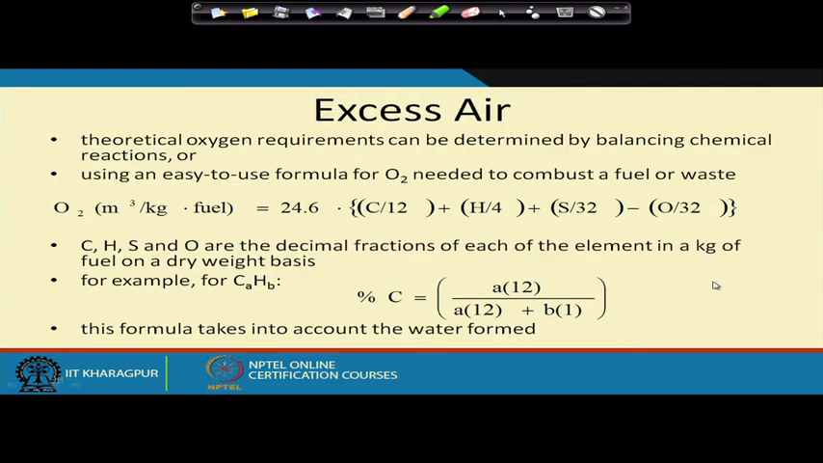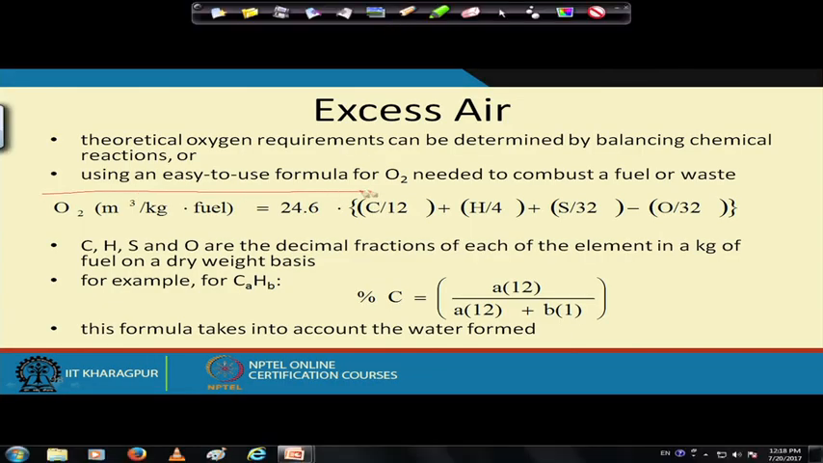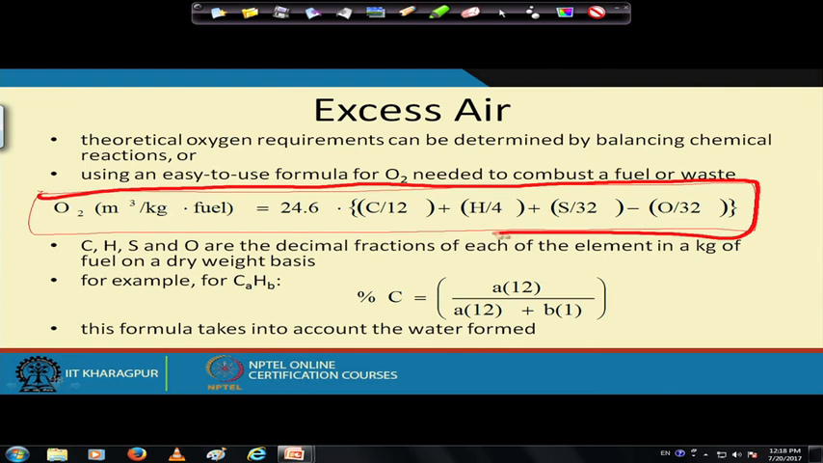So we can do this excess air calculation. The theoretical oxygen requirement can be determined by balancing the chemical equation. So if you know the chemical equation, you can just balance it. If you take any chemical formula for the volatile solids, and you know the carbon, hydrogen, sulfur, oxygen, you can also use this relationship which has been developed using stoichiometric calculation. You can do it from basics, as I showed you a few slides back, or you can use this equation, where oxygen in meter cube per kg fuel is calculated as 24.6 times carbon by 12, hydrogen by 4, sulfur by 32, and minus oxygen by 32.